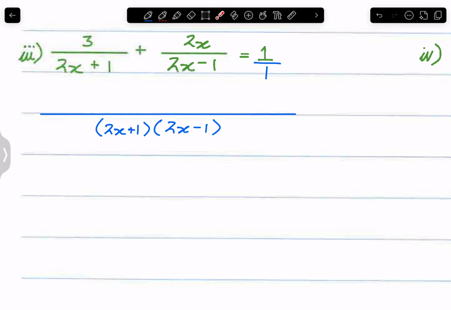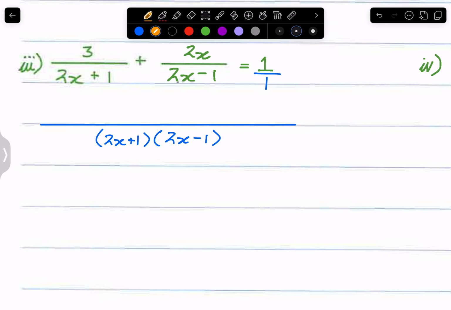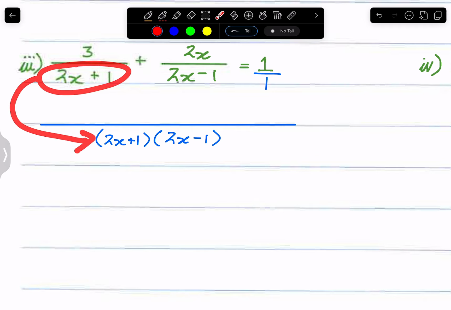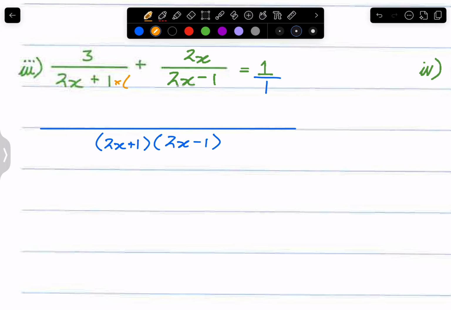Now, the same idea applies. Just follow along here. This time I'm going to color code everything so hopefully it simplifies the understanding. For 2x plus 1 to become this denominator, notice we are missing the other factor. So we are multiplying this denominator by 2x minus 1. Since we multiply this denominator by 2x minus 1, we multiply the numerator by 2x minus 1 as well.